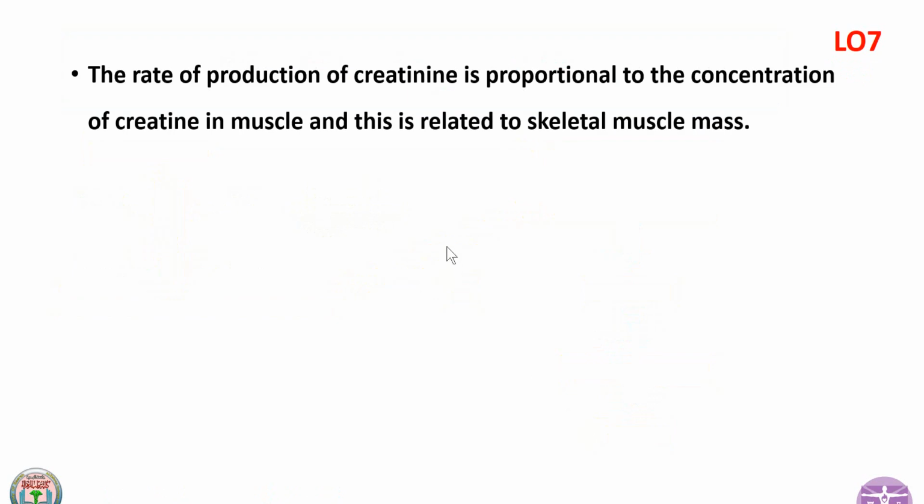The rate of production of creatinine is proportionate to the concentration of creatine inside the muscle, and this is related to the skeletal muscle mass. When there is an increase in the skeletal muscle mass, there will be an increase in creatine, and so there will be an increase in the level of creatinine.